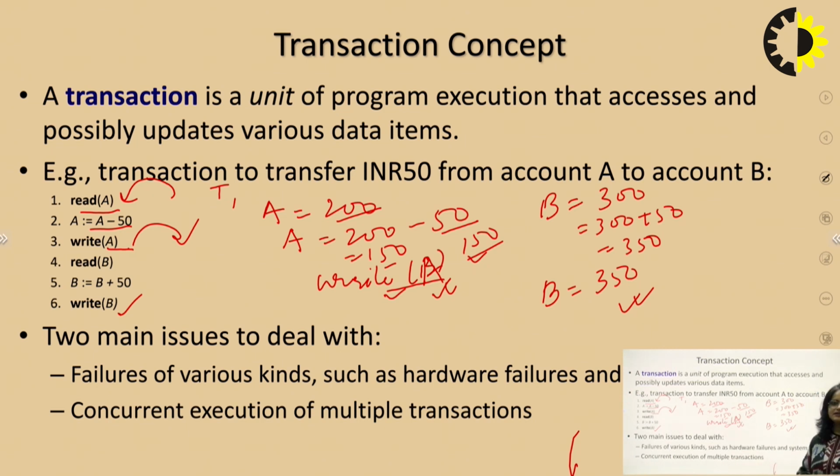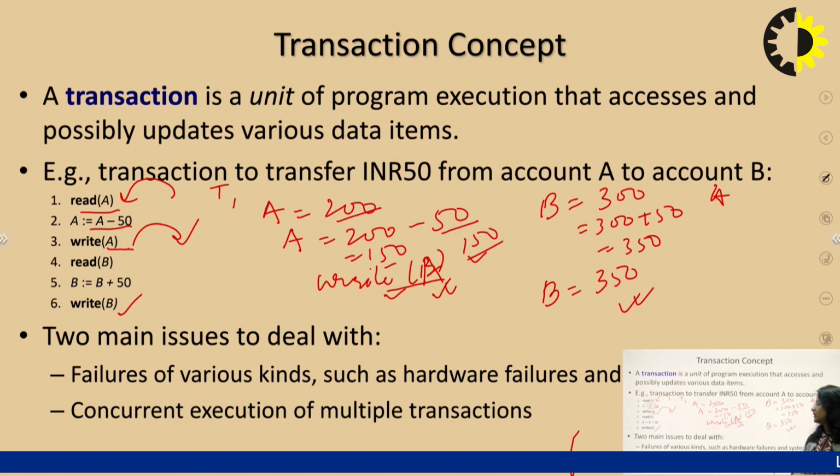Now, concurrent execution. If a transaction is executing at a single moment, then it is okay. But what if two or more transactions at the same time want to access this account A? This will create some problem, because each and every transaction wants to execute in an isolated environment so that the consistency is maintained.